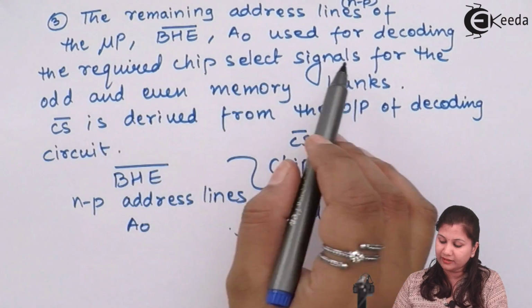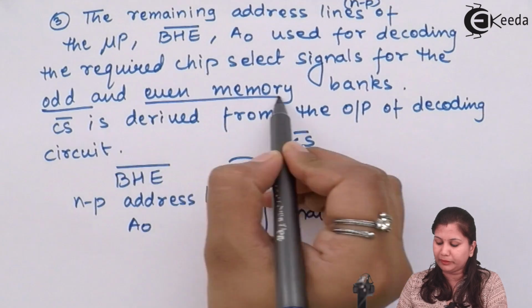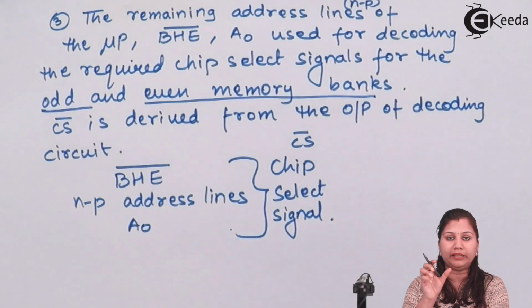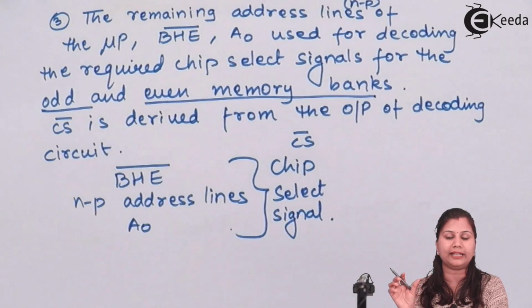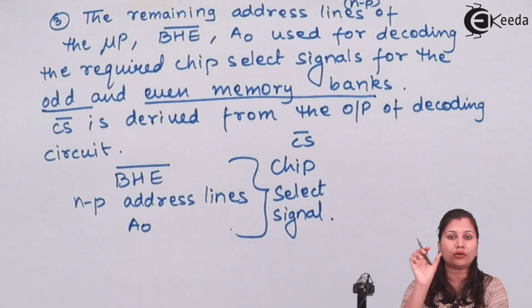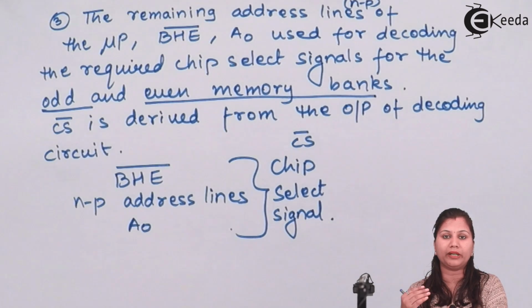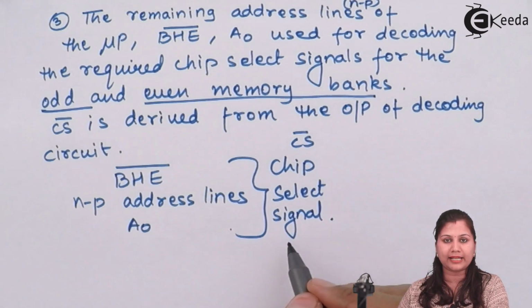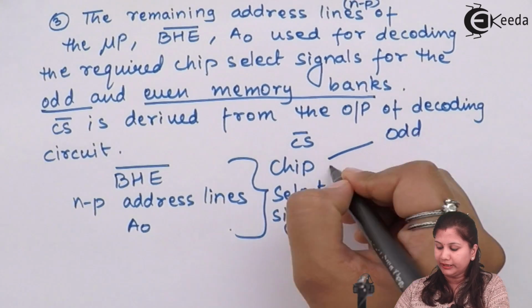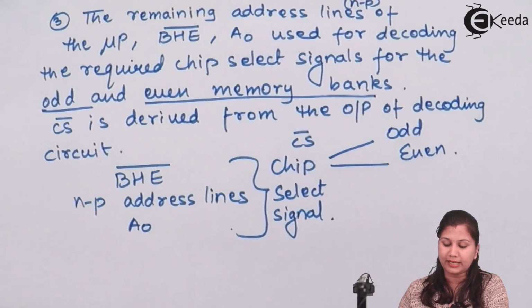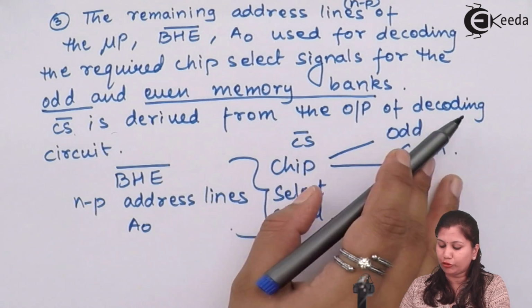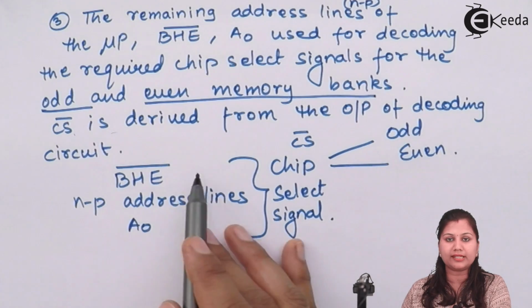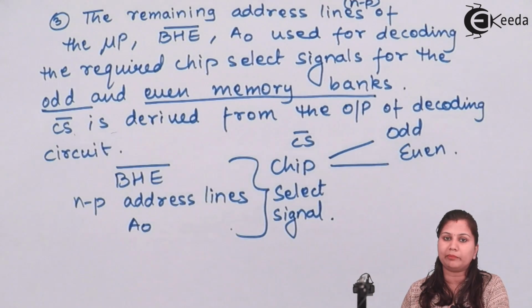Now the chip select signals will be generated for the odd and even memory banks, because we have 8-bit data available at the odd memory bank and 8-bit data available at the even memory bank. So for both the odd and even memory banks, we are going to generate separate chip select signals. Using these three, we will generate the chip select signal for odd and also for even. This chip select signal is derived from the output of the decoding circuit. The decoding circuit can be a logic gate or a decoder.